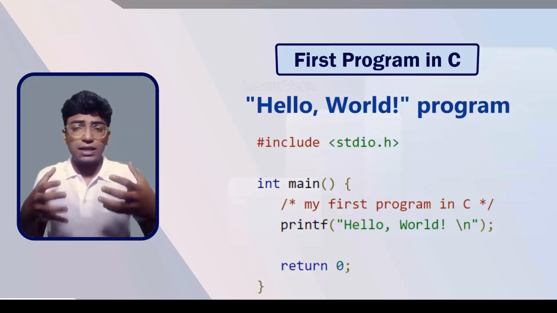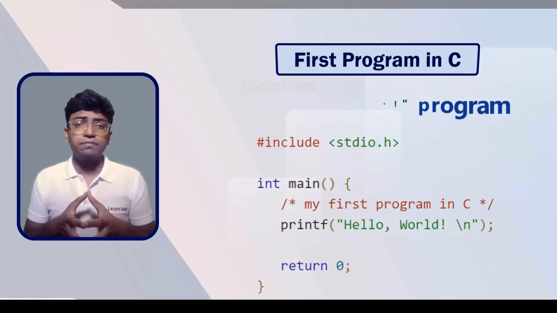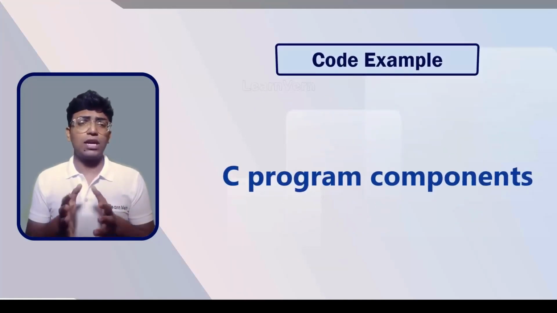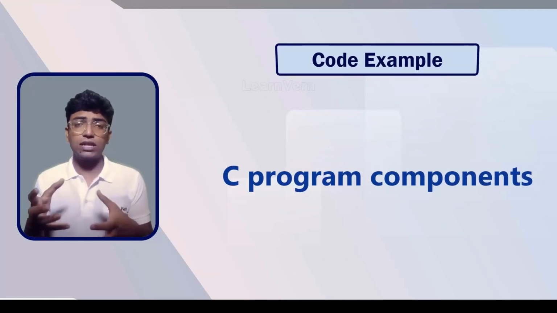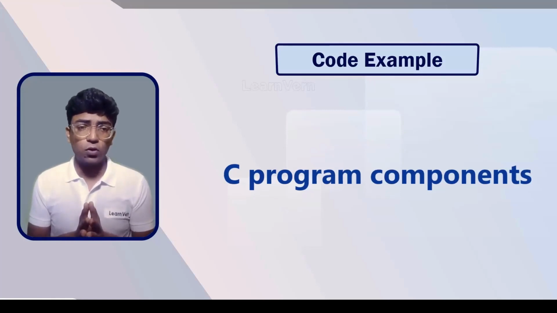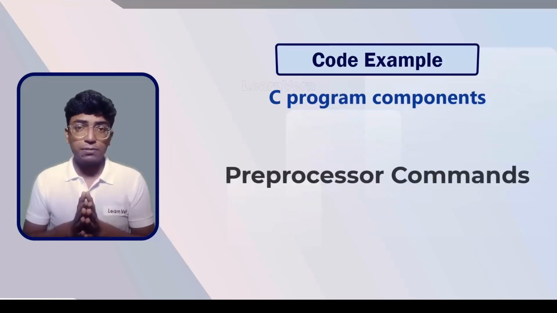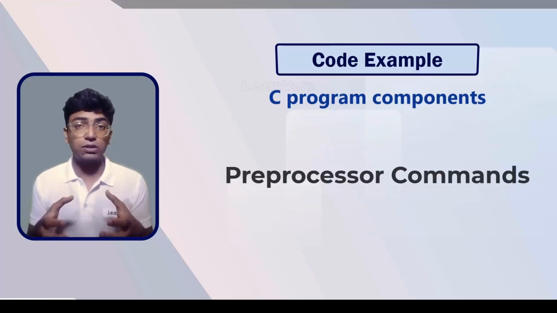Before starting this program, we will have to understand a few things which are the components of a C program. Here we can see with which things our C program is made. The first thing that we can see here is preprocessor commands. We will understand this in our coming slides, what exactly a preprocessor command is.